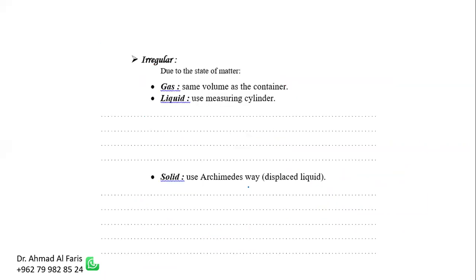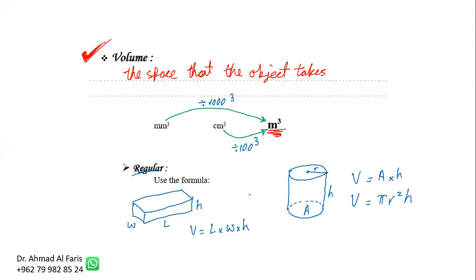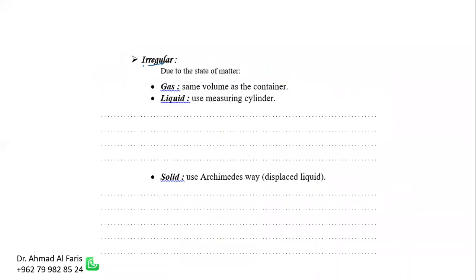Okay, now that's for regular shapes. But for irregular shapes, it depends on the state of matter that we are talking about. If we are talking about gases, the gas has the same volume as the container. For example, how much air is in this room depends on the size of the room. How much air is in the perfume bottle depends on the size of the perfume bottle.